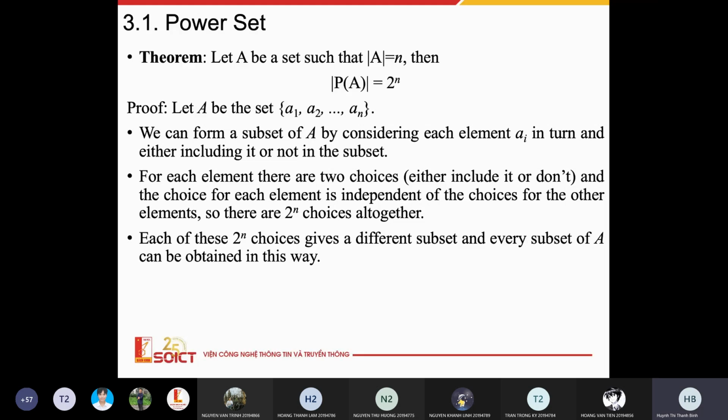Let A be a set such that the number of elements of set A is n. And we prove: let A be the set {a1, a2, ..., an}. We can form a subset of A by considering each element ai in turn and either including it or not in the subset. And here's the proof for this theorem, the theorem for the number of elements of the power set.